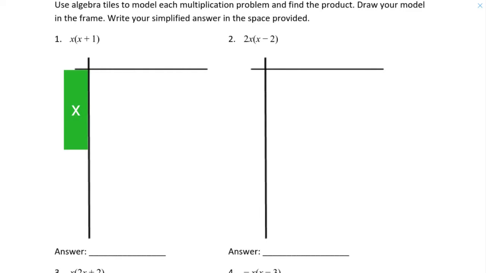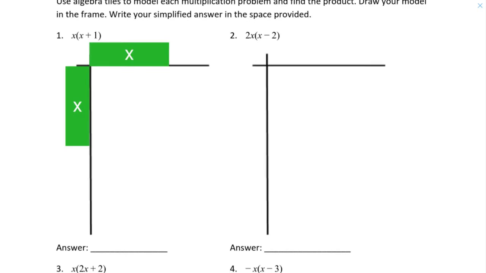Typically, we're going to see green or sometimes even yellow representing the positive x value. The negatives are always going to be represented by red. So we would put one green rectangle over here. That's going to represent, again, our monomial, x. And then we have x plus 1, which we would represent by one x tile and then one unit tile.